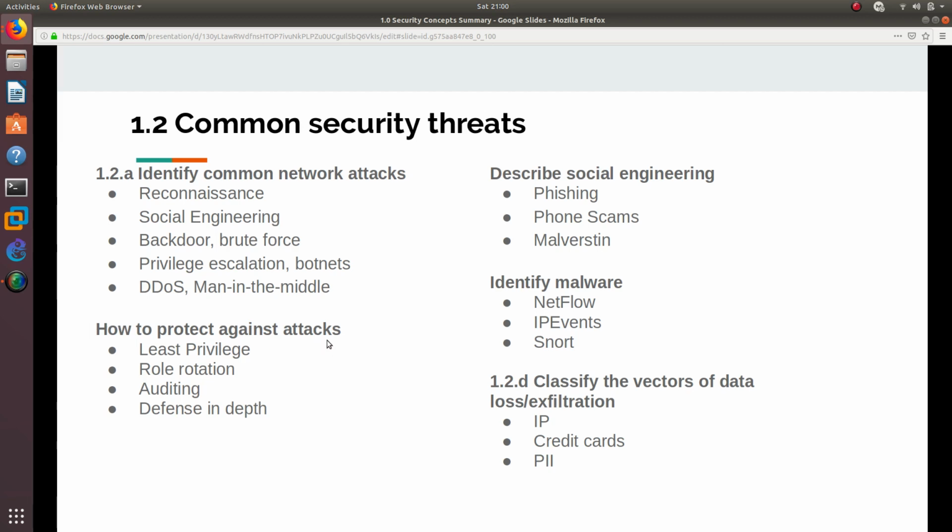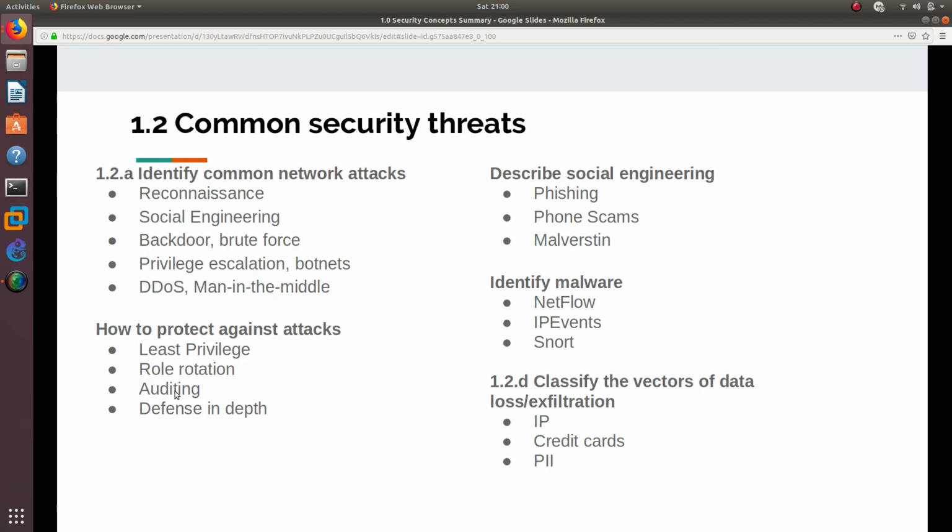And this is how you can protect your network against attacks. You can have least privilege role rotation, so not everybody has the same role over and over. Let's say port 1,000 is open, and when you rotate to some other person, they see that port 1,000 is open, they can just go ahead and close it, because the person before just left it open so they could hack into the network.